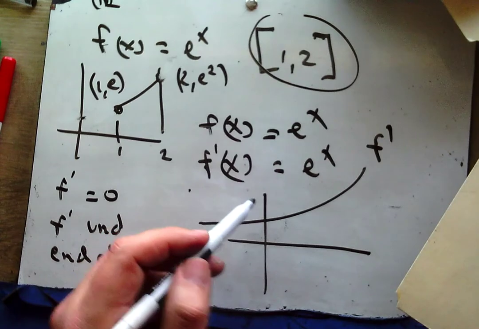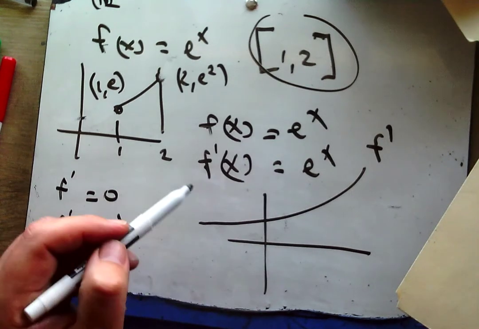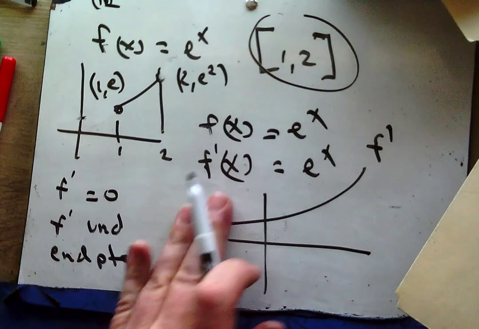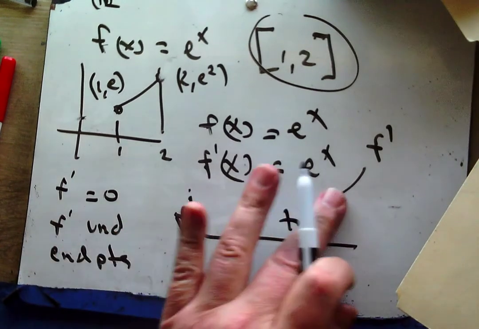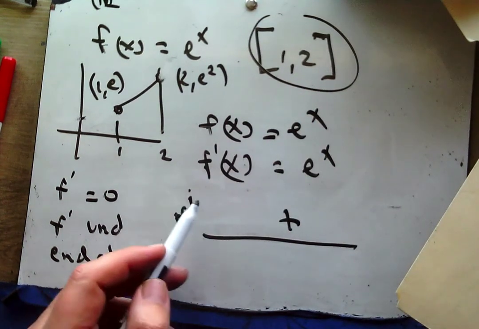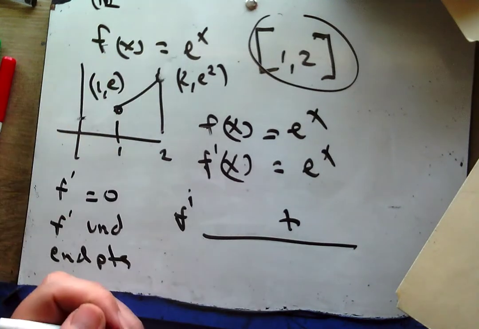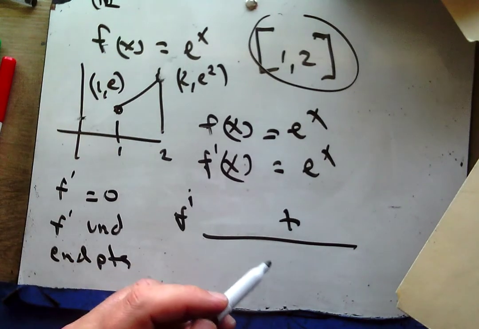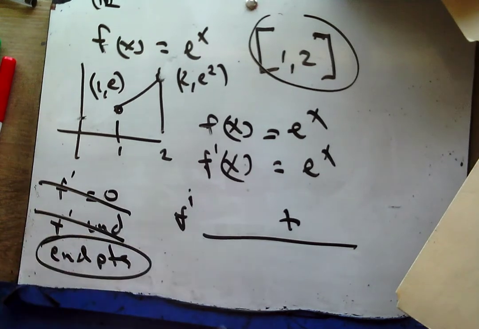And I see that f prime is always positive. F prime never changes signs. My sign chart for f prime looks like this, plus, with no critical points on it. F prime is always positive because f is always increasing. And if f is always increasing, then my endpoints become the only places to look for maxes and mins.